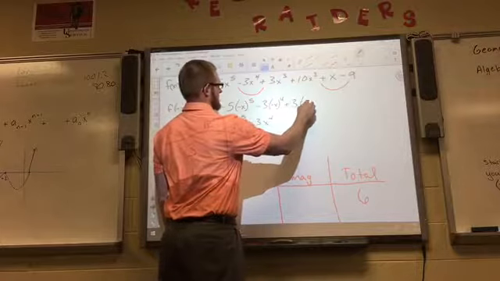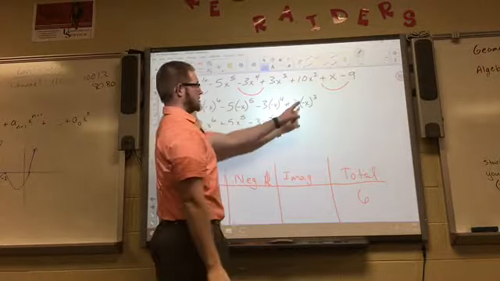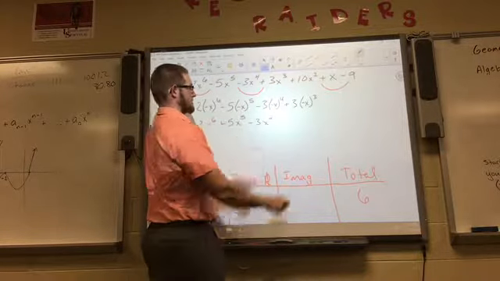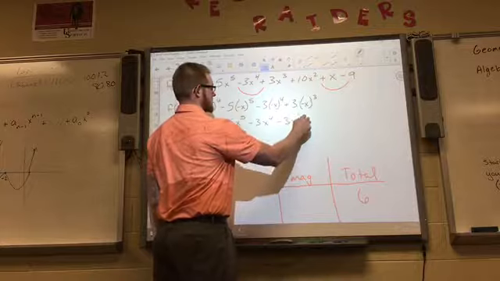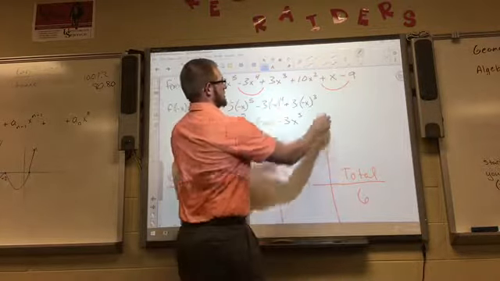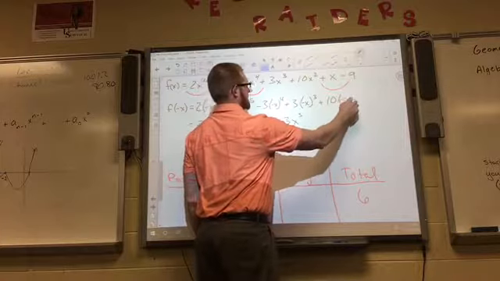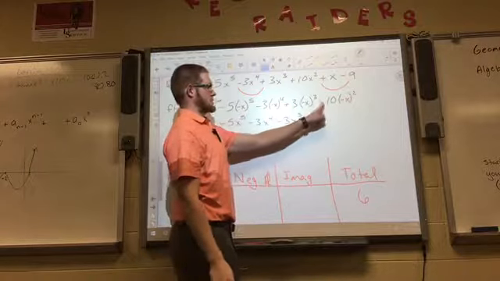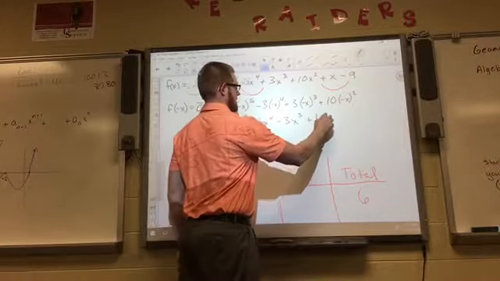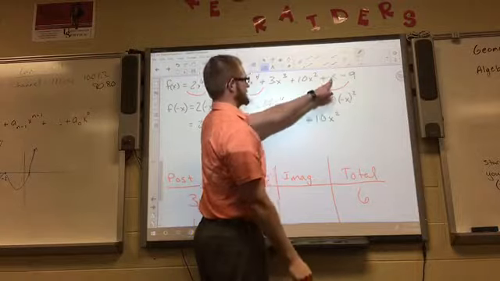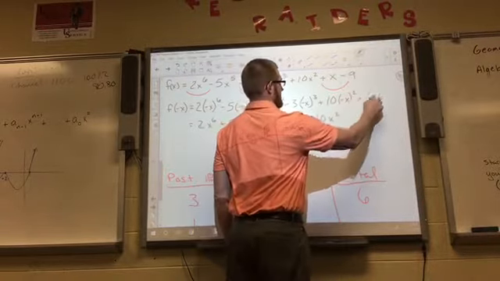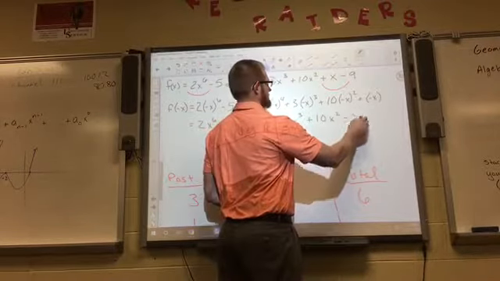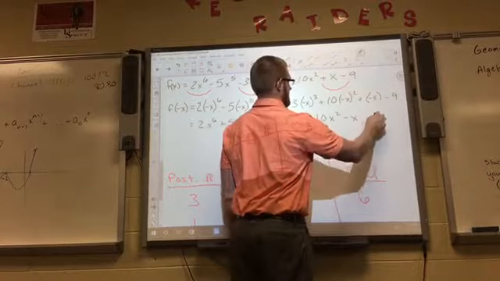Plus 3 times negative x cubed. Well, negative to the third power is still negative. Times 3 is negative 3x cubed. Plus 10 times negative x squared. That's going to go positive, which is not going to change this sign. So I have plus 10x squared. Instead of a positive x here, I'm going to have plus a negative x, which gives me minus x. And then my minus 9 is not going to change.